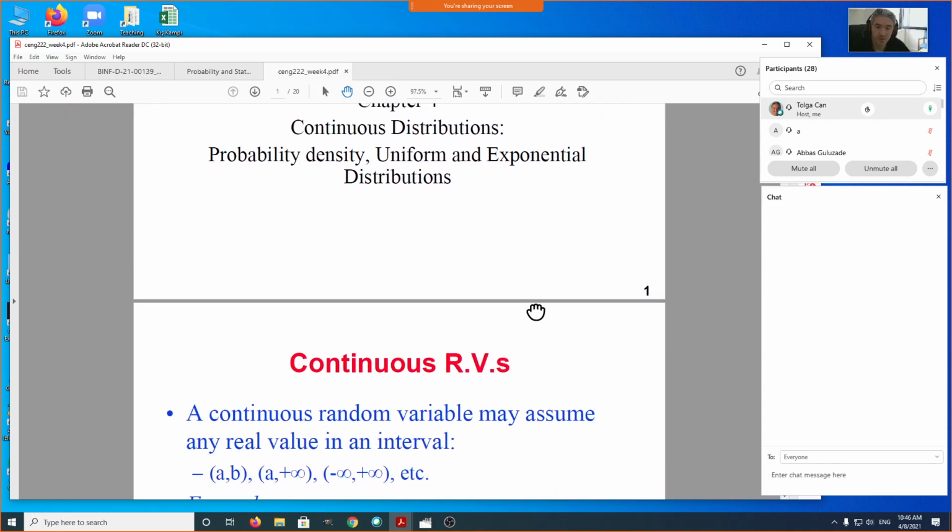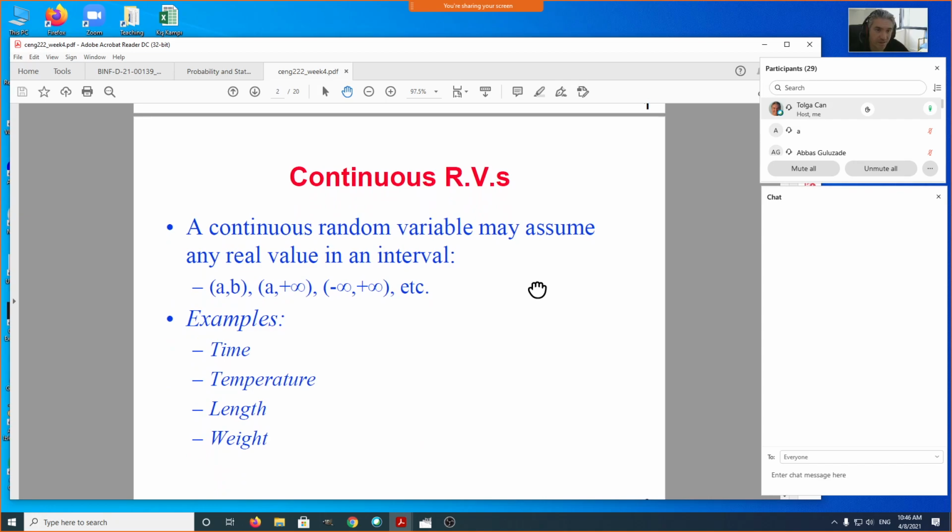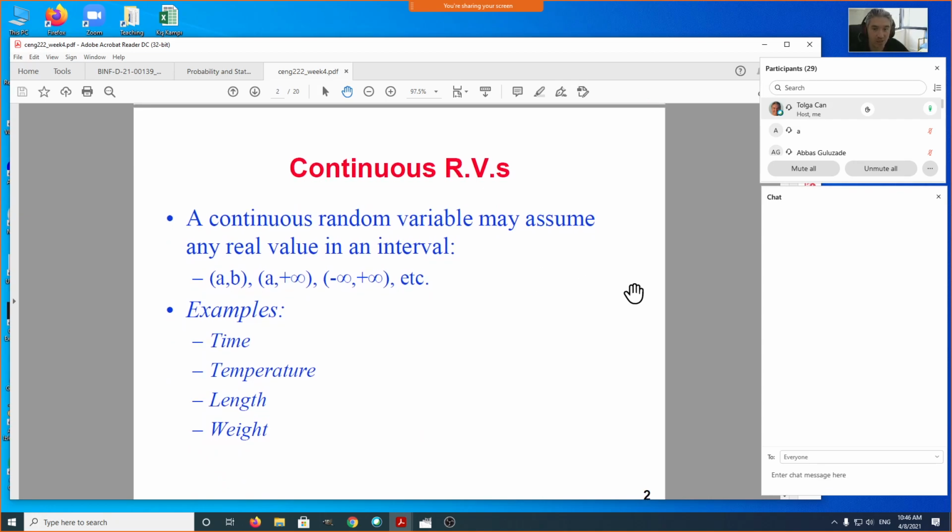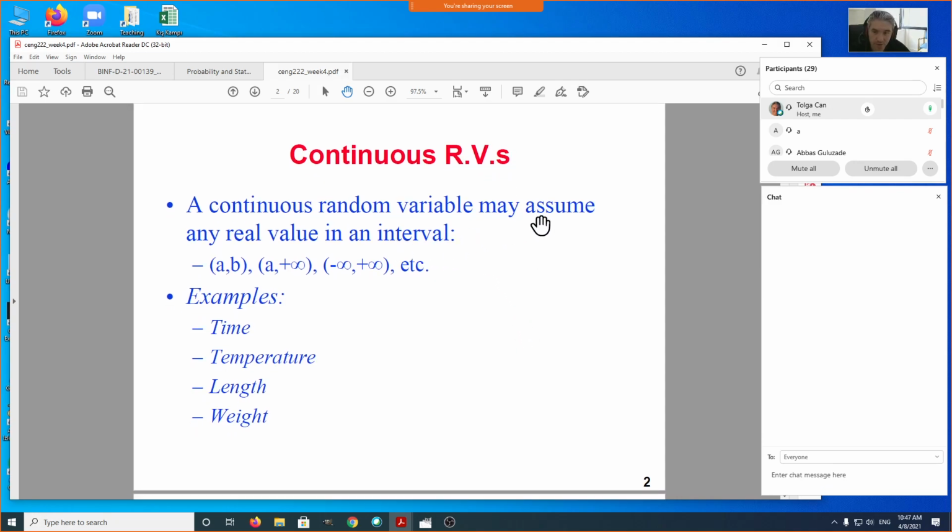Enable scrolling here too. So continuous random variables, as I said, we already discussed some of these when we talked about random variables in general. A continuous random variable may assume a real value in an interval. It may be bounded, but still uncountably infinite, like it may be in a fixed interval between a and b, but it may have any real values. It may be unbounded on the left-hand side. It may be unbounded on both sides.